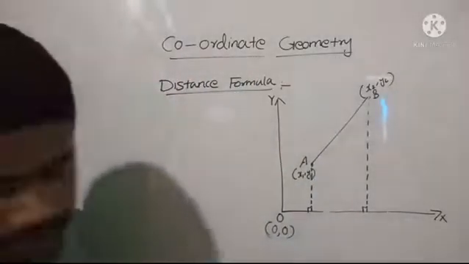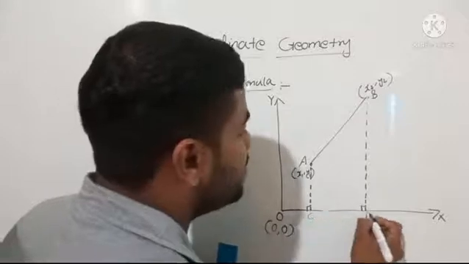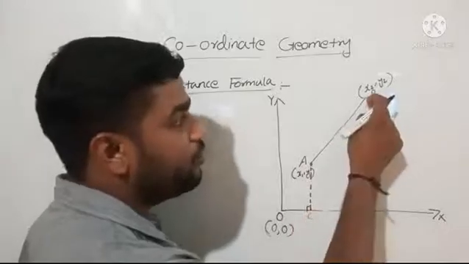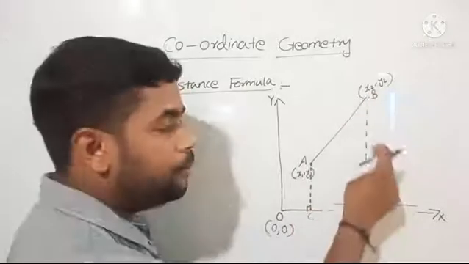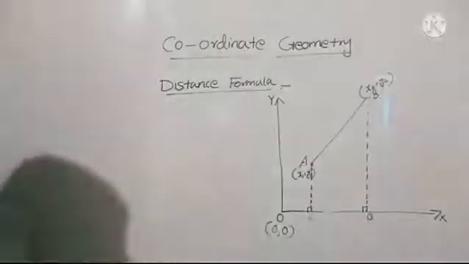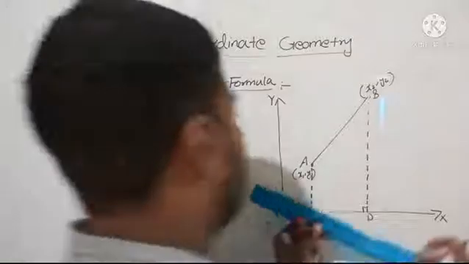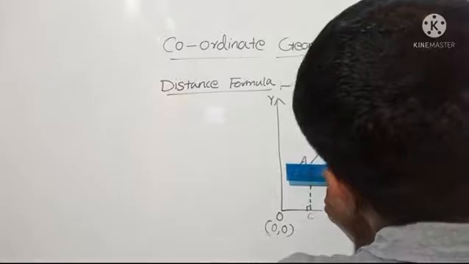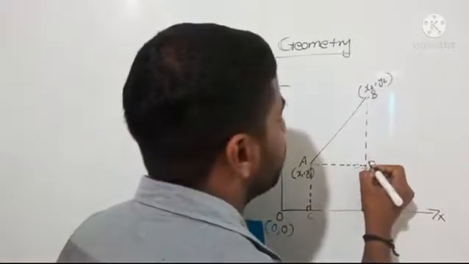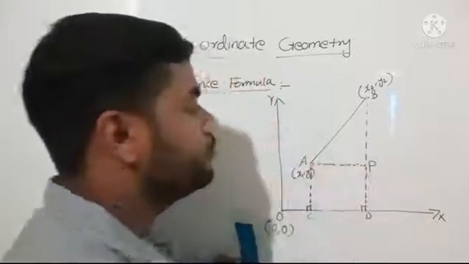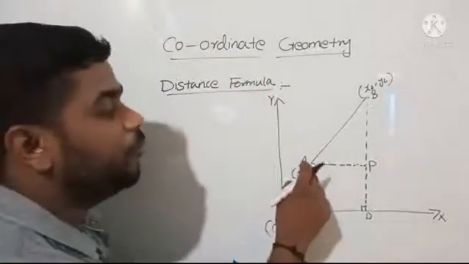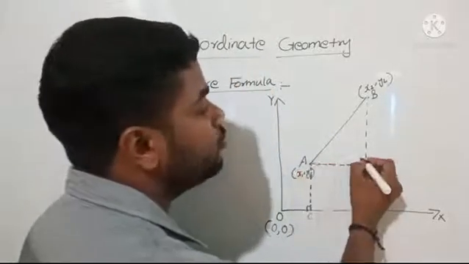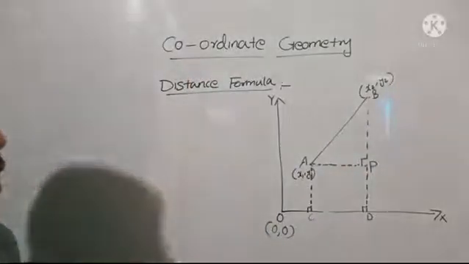This point is C and this is D. From point A we draw the perpendicular line AC on the x-axis. From point B also I draw the perpendicular line BD on the x-axis. Then join A to P, so that AP intersects BD at P.